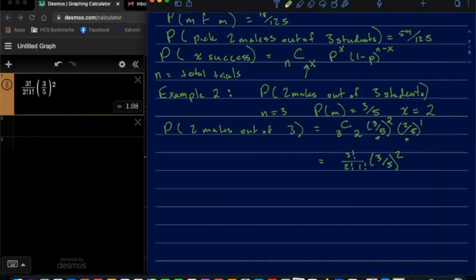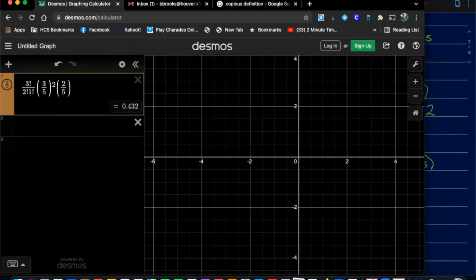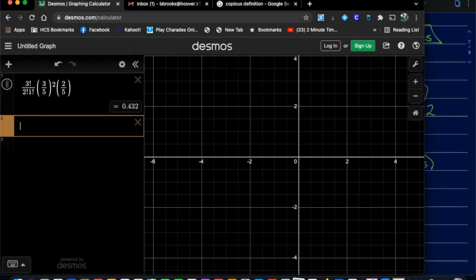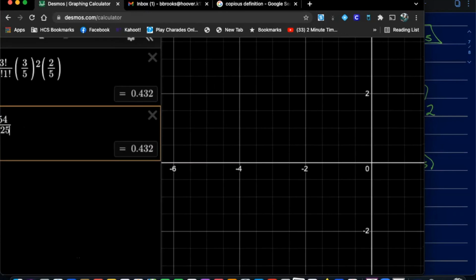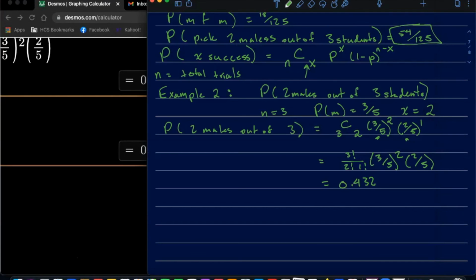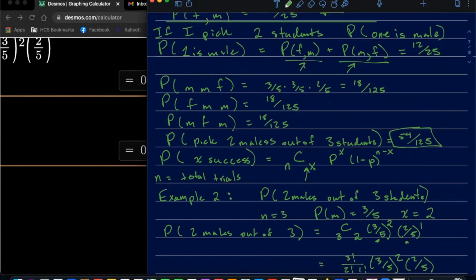And then times 2 over 5. So 0.432 is our answer. Now check this out. Remember, we actually already did this problem. It was up here. So let's see if we got the same thing. 54 over 125. And would you look at that? We've got the same answer. Does that make sense? So this formula is a way of doing it without actually writing all this junk out.